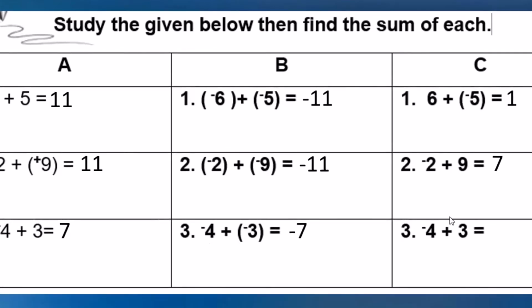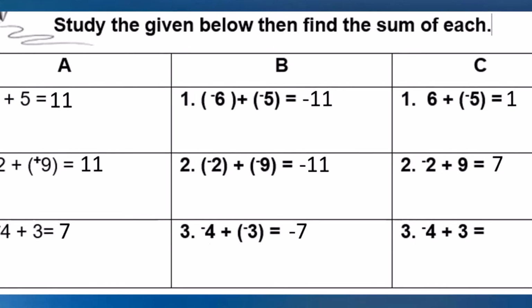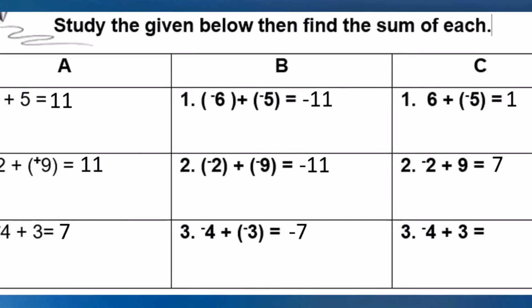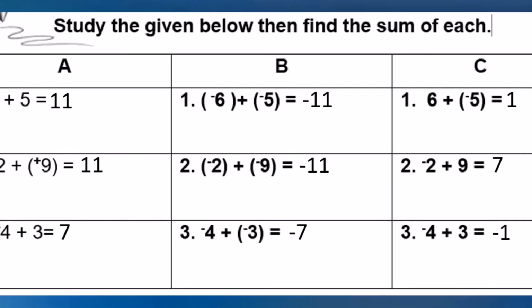And in column C, negative 4 plus 3. So, may apat tayong yellow chips at may tatlo tayong red chips. So, cancel with red and yellow chips. So, may tatlong pares. At may natirang isang yellow chips. Therefore, negative 4 plus 3 is equal to negative 1. So, I hope it is clear using the chips in combining signed numbers or integers.